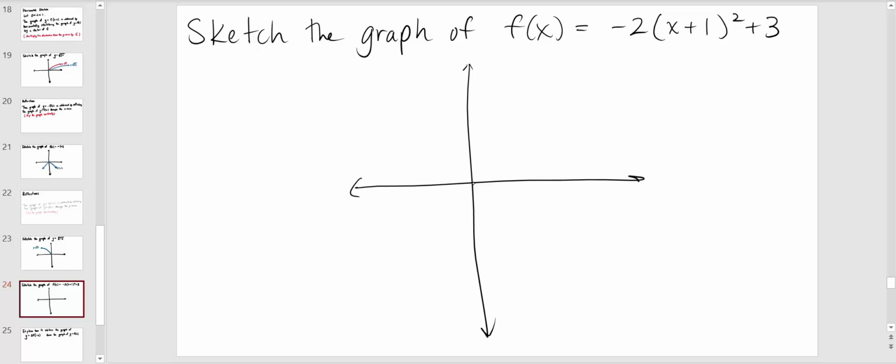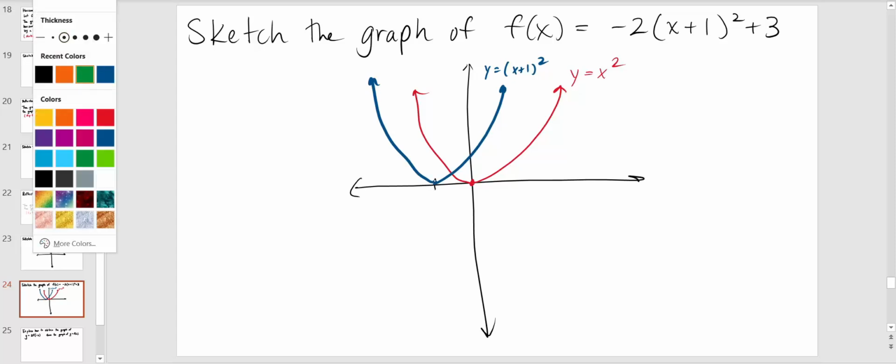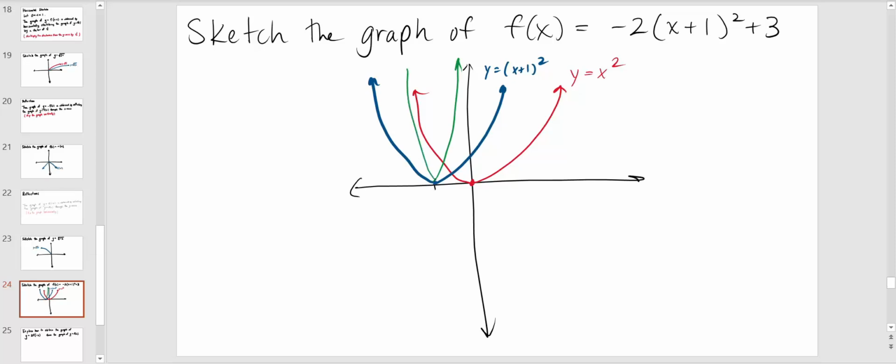Okay, we're starting with good old y equals x squared, that parabola that emanates from the origin. The plus 1 is going to shift that graph 1 unit to the left. This blue one is x plus 1 squared. Next by the order of operations would be the 2 and then the negative. You could actually apply either of those. It doesn't matter which one you do first. The 2 is going to make it taller and skinnier. It's a vertical stretch by a factor of 2.